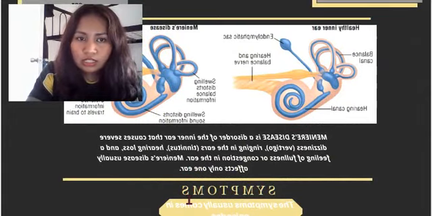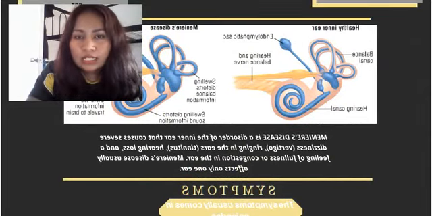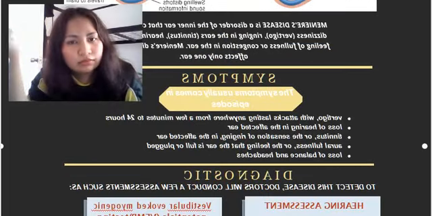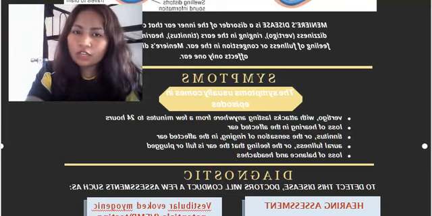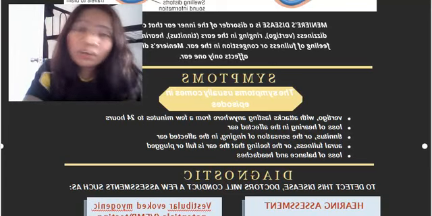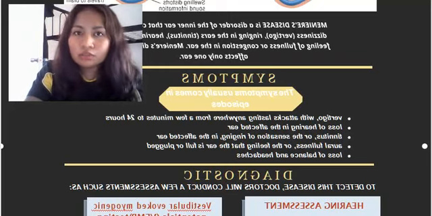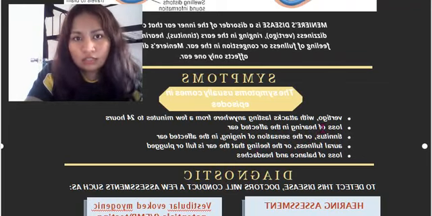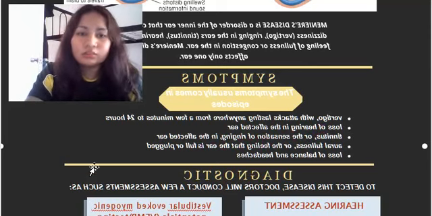Next up, as you can see here, this is a healthy inner ear, while this is the inner ear of a person with the disease. Meniere's disease usually affects only one side of the ear. So, what are the symptoms? First of all, the symptoms usually come in episodes or attacks. The first symptom over here is vertigo or dizziness, with attacks lasting anywhere from a few minutes to 24 hours.